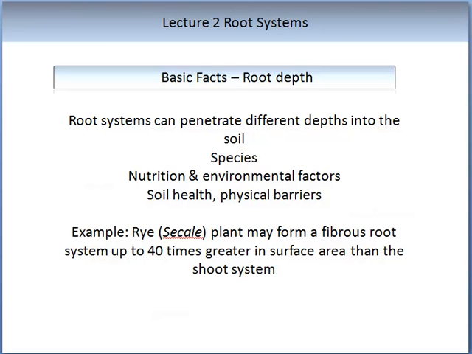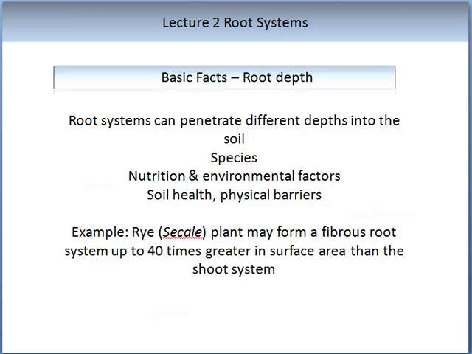Let us look at some basic facts about root depth. The depth of root penetration into the soil can vary depending on a few factors. These will include the species, the nutrition available, the environmental factors, and whether they are in a situation of promoting growth or putting the crop or plant in a stress situation, the soil health, and if there are the presence of any physical barriers within the soil.